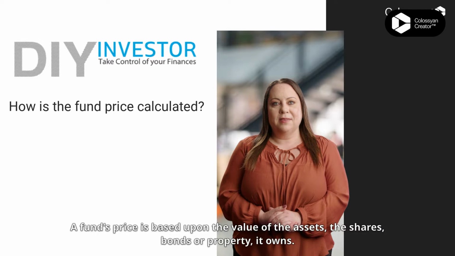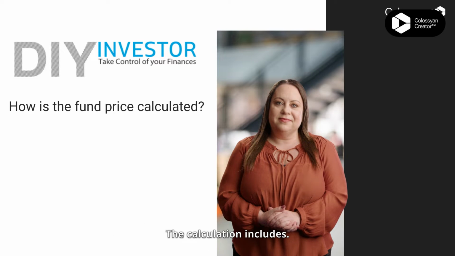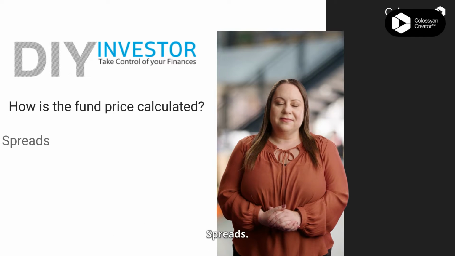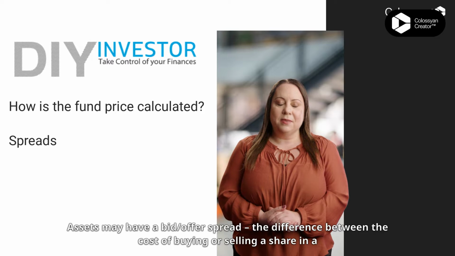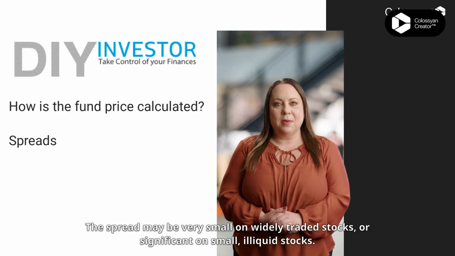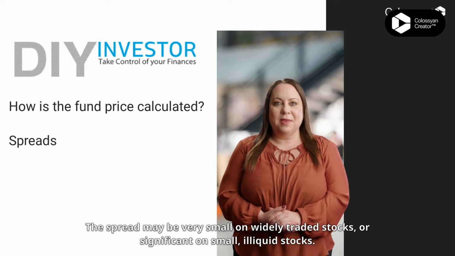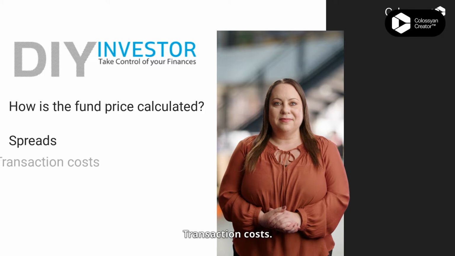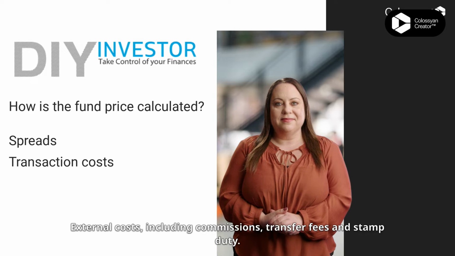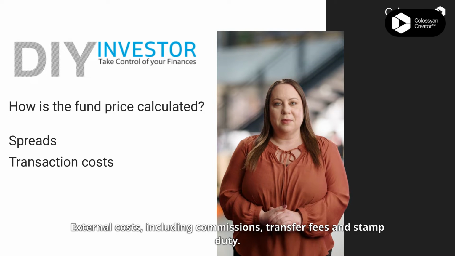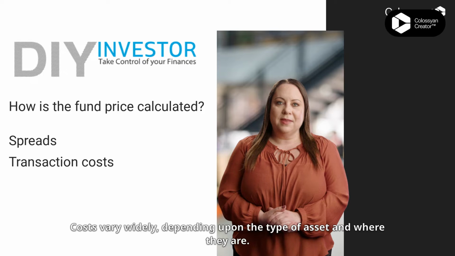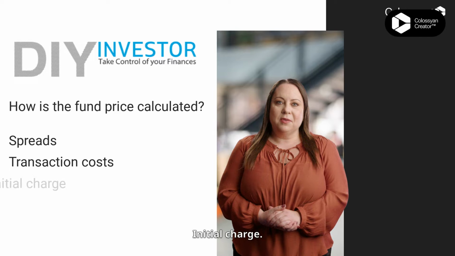A fund's price is based upon the value of the assets, the shares, bonds, or property it owns. The calculation includes spreads. Assets may have a bid-offer spread, the difference between the cost of buying or selling a share in a company. The spread may be very small on widely traded stocks, or significant on small, illiquid stocks. Transaction costs. External costs, including commissions, transfer fees and stamp duty. Costs vary widely, depending upon the type of asset and where they are.